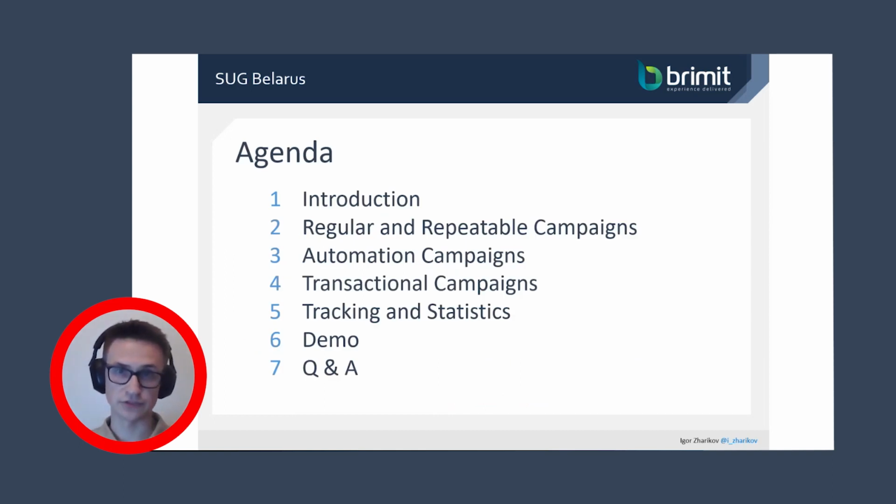Here is an agenda of my presentation. First, I will remind what Sitecore Send is and what it offers. Then I will check regular, repeatable campaigns, and a quick review of automations. Then we will review transactional emails, and ways to configure and manage them. Also, I will cover some statistics and tracking of the campaigns and show you examples of each type of the campaigns in Sitecore Send.